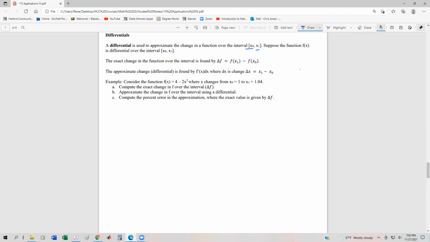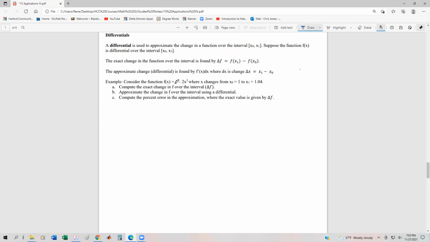One is the exact value, which we call delta f. That's just the function at the terminal value minus the function at the initial value. We can find the approximate change by taking the derivative and multiplying it by the change in x. So dx is that change, delta x, which is x1 minus x0. Let's see how good of an approximation we can get by using the differential.